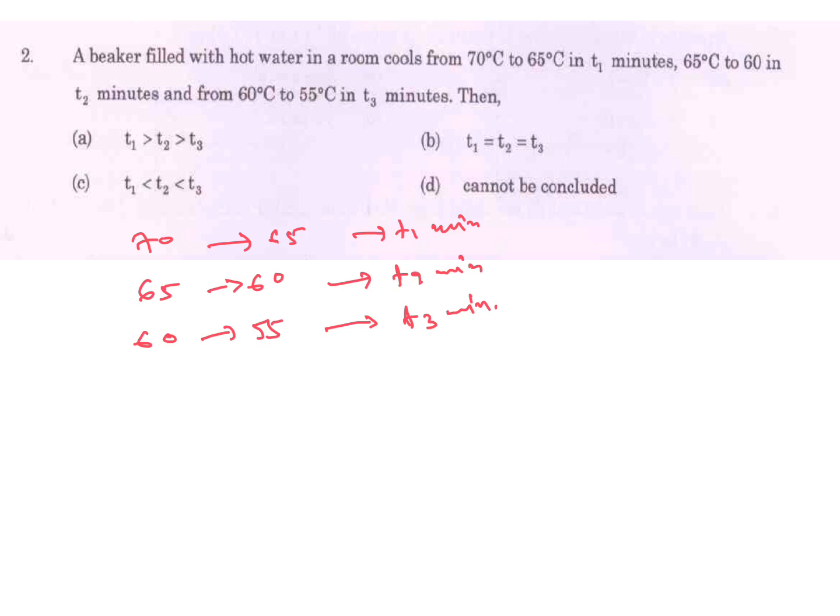Delta T is the same, 5 degrees Celsius. So here T3 is greater than T2, which is greater than T1. Option A is not possible, B also not possible, D also not possible. So C, same: T1 is less than T3. C is our answer.